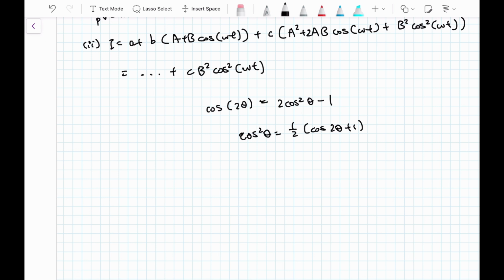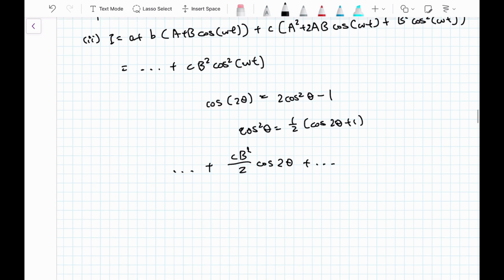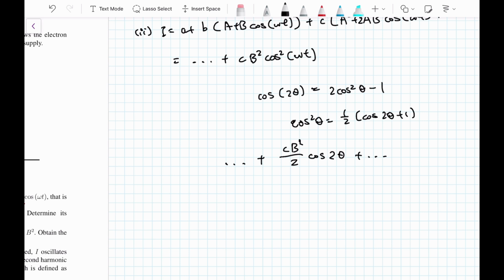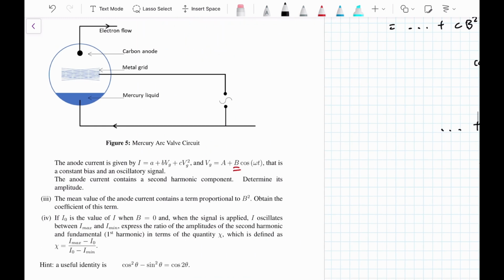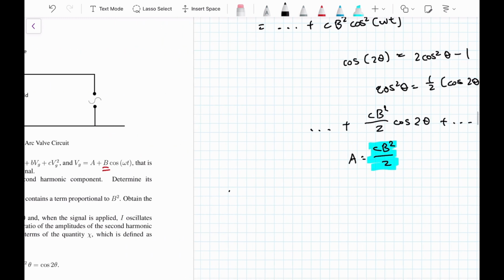So the coefficient of cosine 2 theta will be simply cb squared over 2 cosine 2 theta, and then plus something on the other side as well. So therefore the amplitude, let's say A, will be equal to cb squared over 2, and that will be the answer to the question. And then let's see the third component of the question.